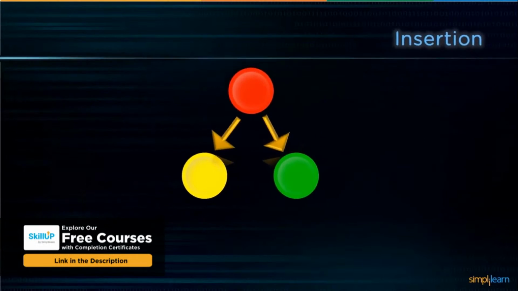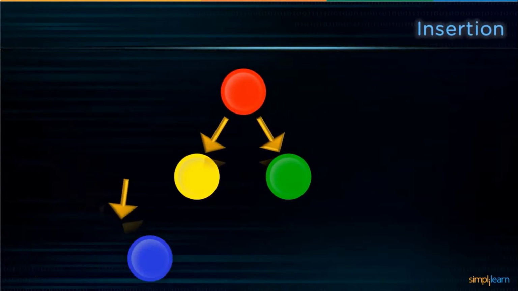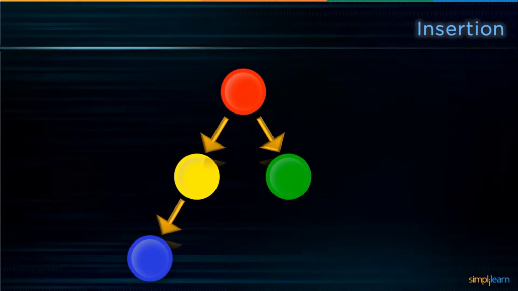First up, insertion. We can insert a node in such a way so that we obey binary search tree rules. That is, the new node should be either less than the parent node if it's on the left subtree, or if it's on the right subtree, it should be greater than the parent node. Let's execute this in the code editor.